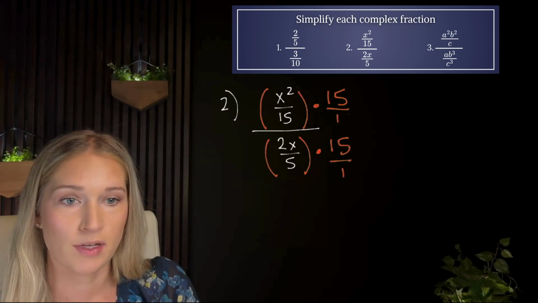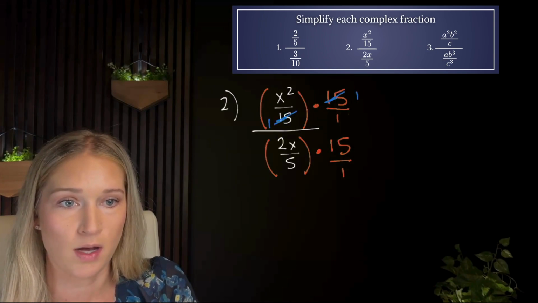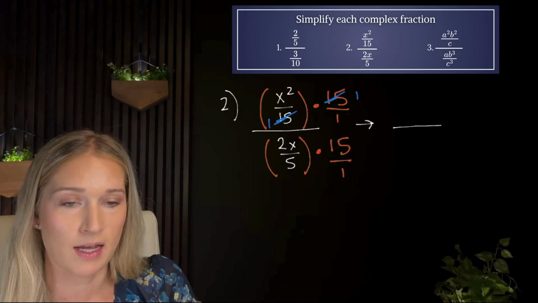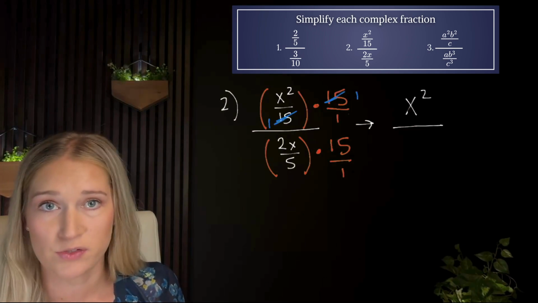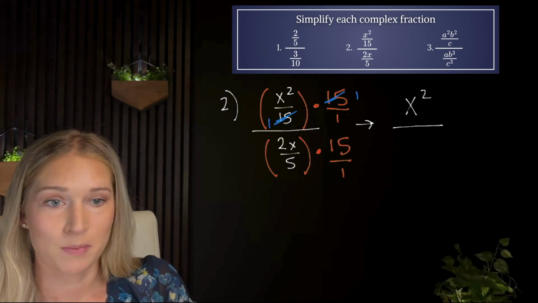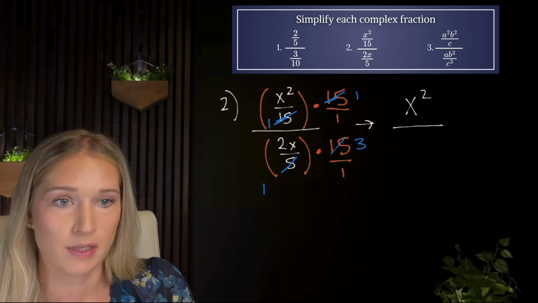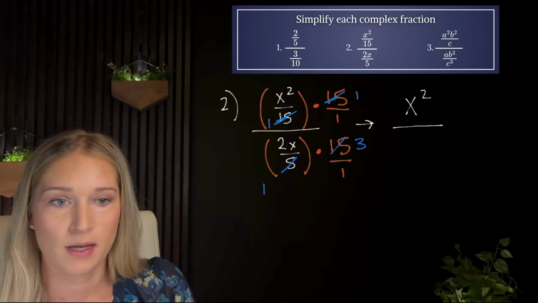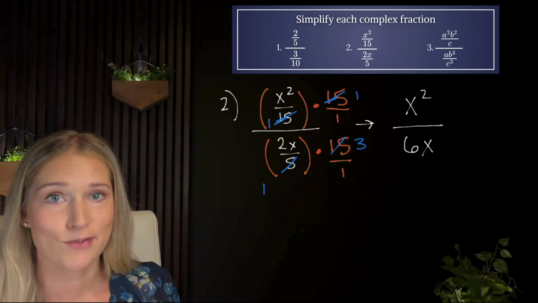Now in the numerator, the 15s reduce completely down to 1 and 1. So when I multiply, x squared times 1 is just x squared, and my denominator reduced completely, so I don't need to write that 1. In the denominator of my big fraction, I can reduce my fractions by 5 to get 1 and 3, and then I multiply. 2x times 3 is 6x, and my denominator is again just 1, so I'm not going to write that.